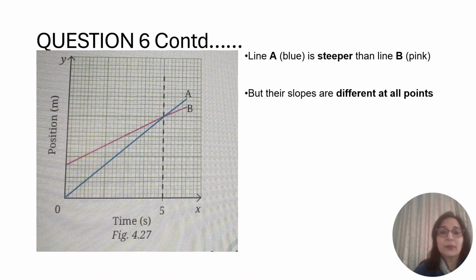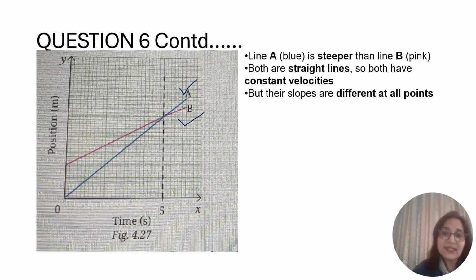Let's take line A. It is a blue line which is steeper than line B, which is the pink one. Just quickly mark this: this is line A and this is line B. But both are straight lines. So what will happen here? Both have constant velocities. Please understand this. You can rewind it, you can pause the video and understand, because these graph questions are utterly important.